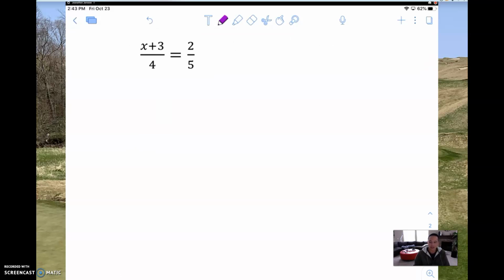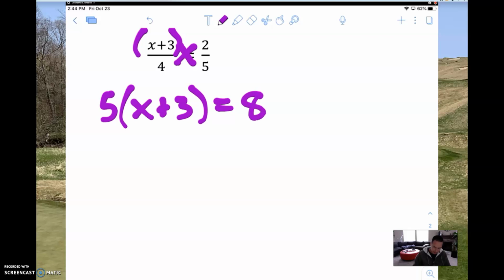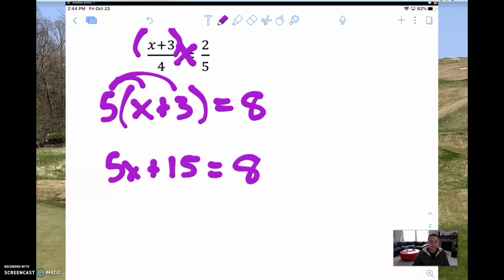To solve this proportion, we're just cross-multiplying. So we have to take x plus 3 times 5. But what that means is, you can kind of think of this as having some parentheses around them. That entire thing has to get multiplied by 5. So we're going to set up 5 times (x plus 3) equals, and now we'll just go the other way, 2 times 4 gives you 8. Then to solve it, we just distribute, and it's all the things that we were working on the last unit. So we have 5x plus 15 equals 8.